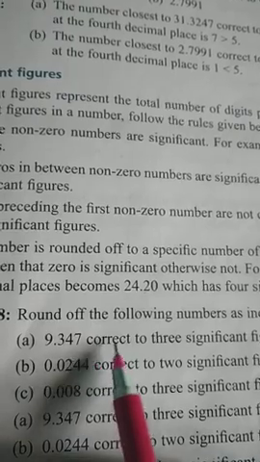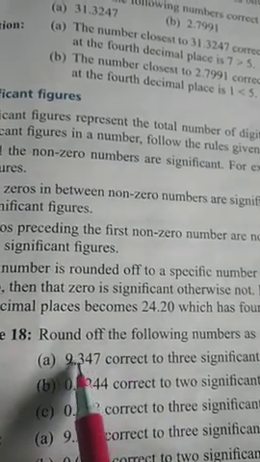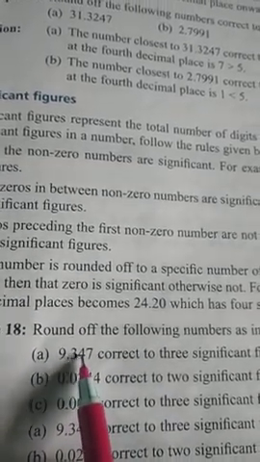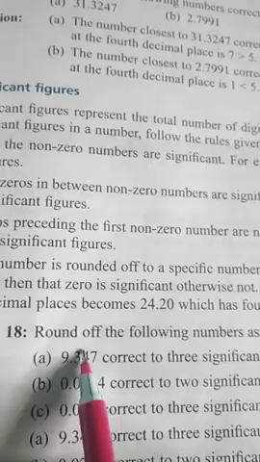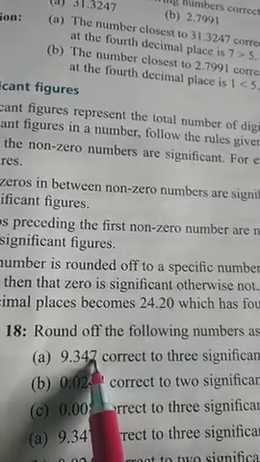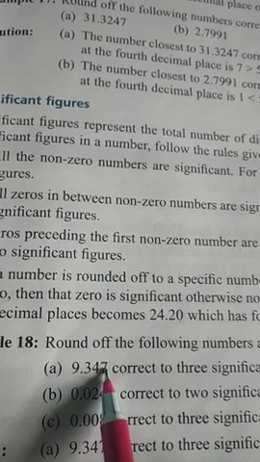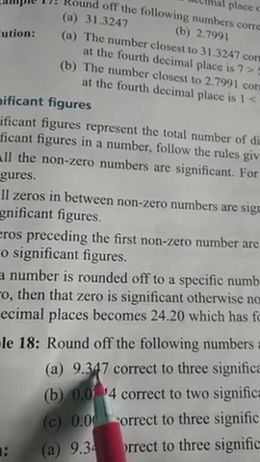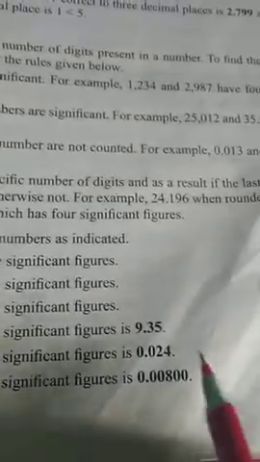You have to round off this number correct to 3 significant figures. First of all, tell me what is 3 significant figures here. 1, 2, 3. So you have to round off this number up to here. So you will see the digit after this. If it is more than 5 or equal to 5, then it will increase by 1. So yes, definitely it is more than 5. It is 7. So this 4 will become 5. So 9.35 will be its answer.